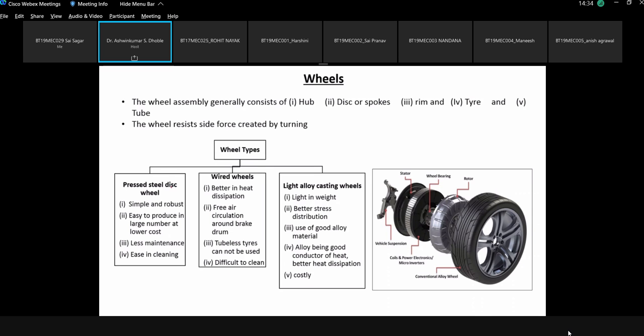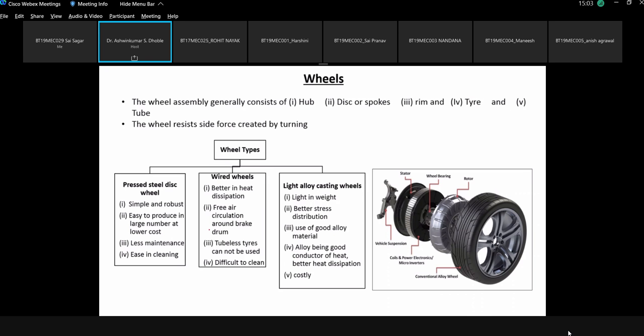Pressed steel wheel, pressed steel disc wheel: it is simple and robust, easy to produce in large numbers at lower cost, less maintenance, ease in cleaning. Then the wired wheels. Nowadays it is not used. Wired wheels are used in old cars, but now it has been discarded. The problem is if any of the spokes fails, then there is going to be a problem in that particular wheel.